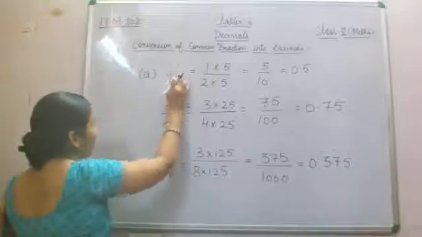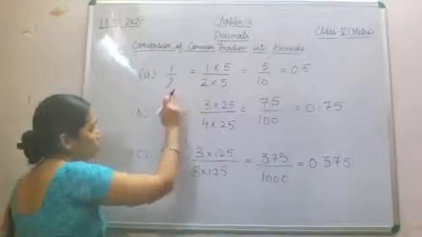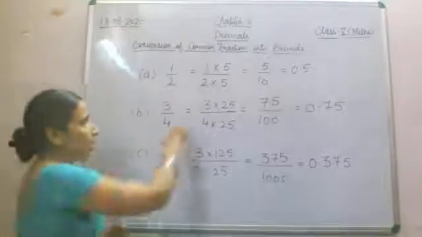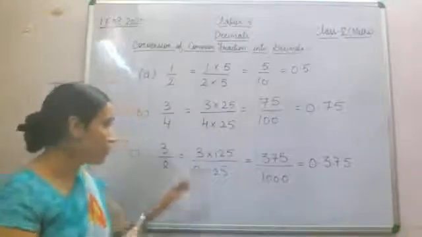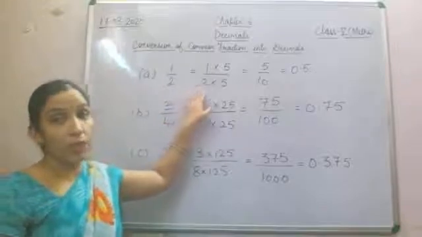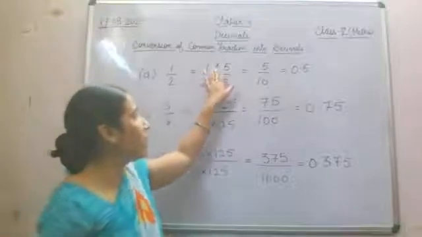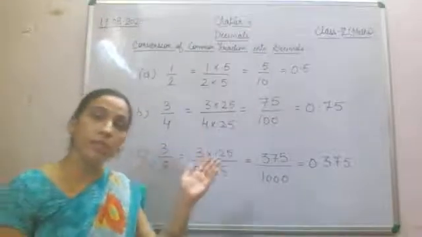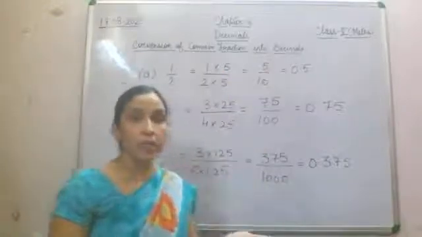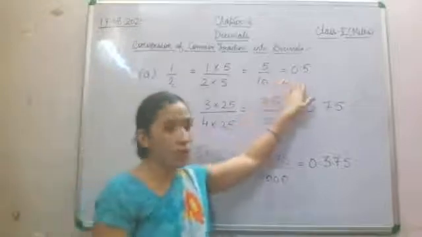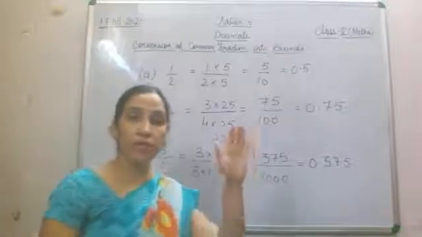in this A part, what we have seen, a 1/2 fraction will be given. So in this 1/2 fraction, you can find out which number 2 will be multiplied by so that we will get either 10, 100 or 1000. So we found that 2 will be multiplied by 5. So we have multiplied 2 by 5 and the same number will be multiplied in the numerator also. So we will get 5 by 10. And what is the answer? 0.5. Once you get the fraction in the form 10, 100 and 1000, you can write it in decimal.